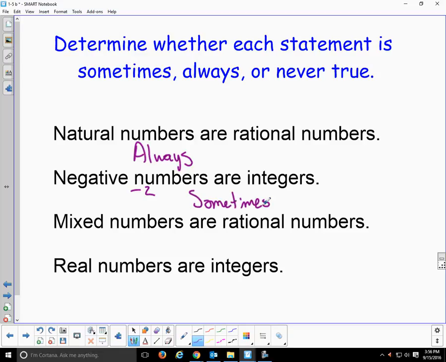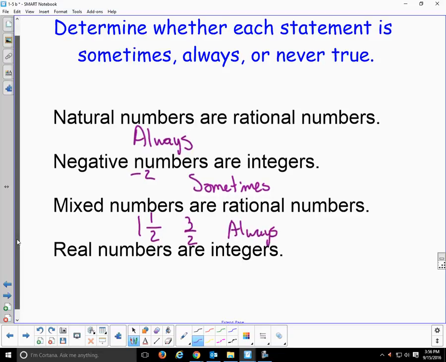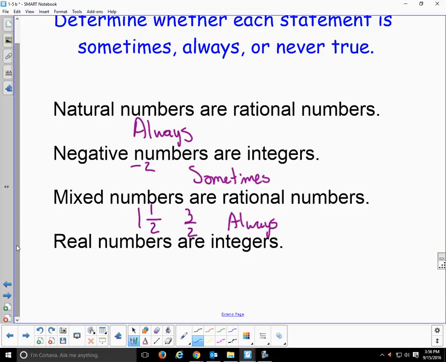Mixed numbers are rational numbers. That is going to be always true, because a mixed number you can write as an improper fraction. So if you have 1 and 1/2, you're going to have 3/2. That's a fraction. So any mixed number is going to be a rational number. So that is going to be always true. And you wouldn't have a mixed number with a square root. So you just wouldn't do that.